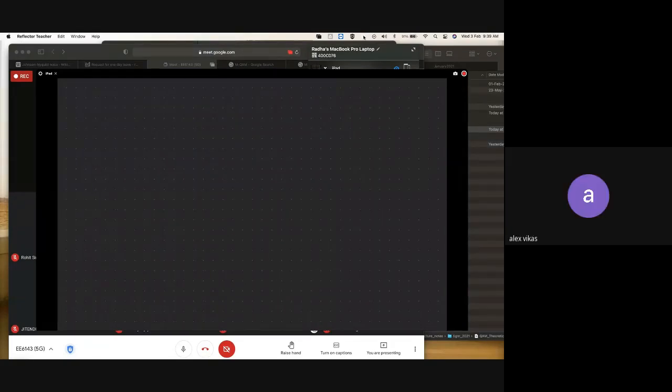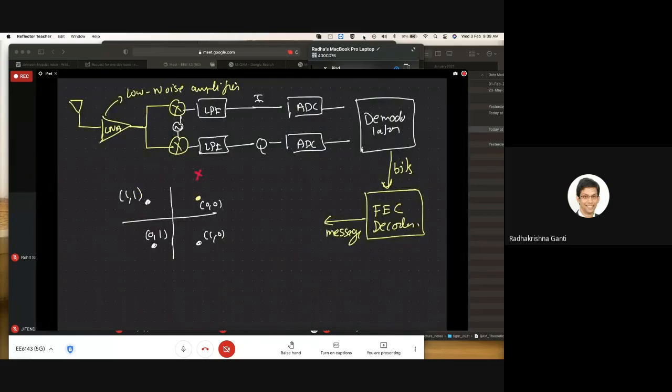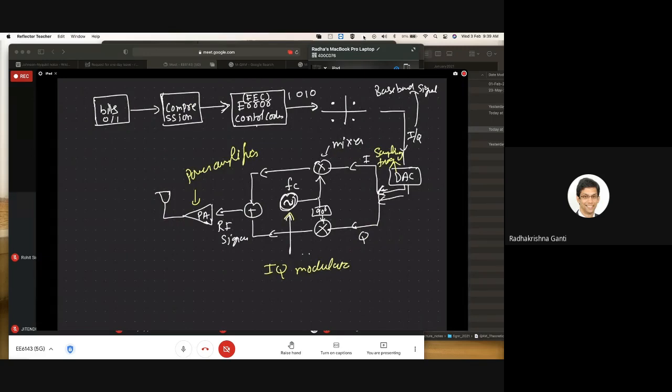Sir, can I disturb you? Please. Sir, after the low noise amplifier, a complex number is coming, I and Q? No. Remember, at this point it's just one real signal. An RF signal is a real signal. I and Q are two parts which we are interpreting as complex. So essentially, I is passing through this, Q is passing through this.